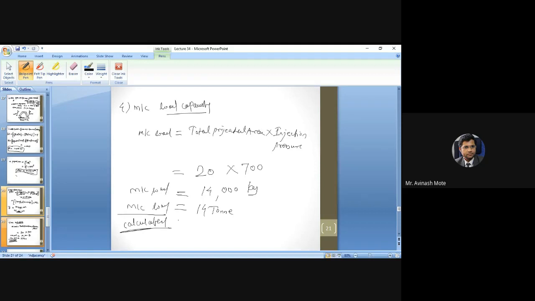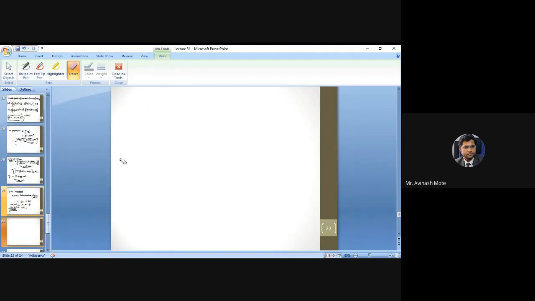Now we have to compare with the available machine load capacity, what I discussed in the morning. Your calculations may not be exactly close to the available machine load capacities or ranges. Machine load capacities are available in the range of 20, 30, 40, 50, and that is the capacity we have to consider. In this problem, a 30 ton machine is available. A 30 ton machine means the load capacity is 30 ton.